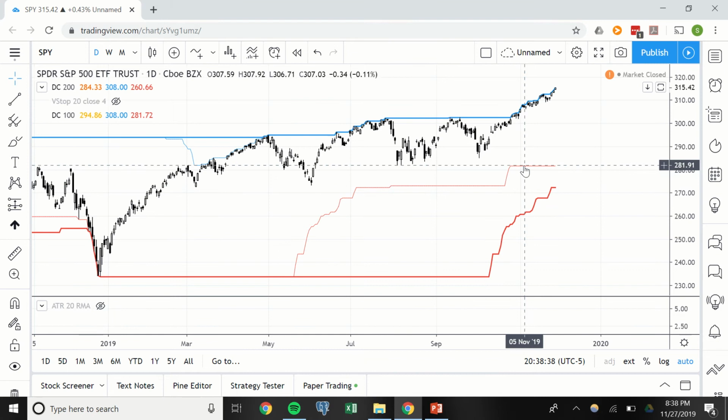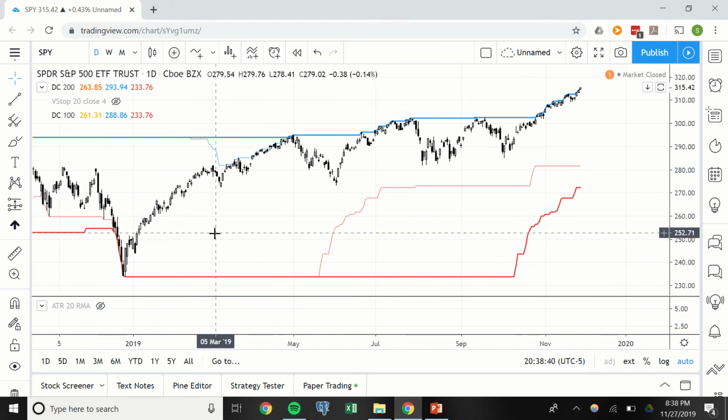We haven't reached a new 100-day low in quite some time. So just based on the simple entry and exit, we'd have a long position and we'd still be in that long position.